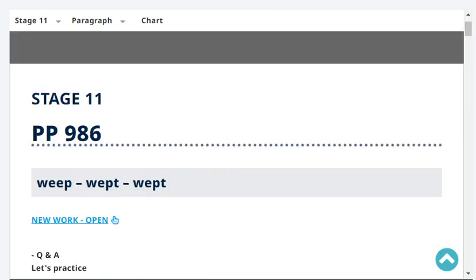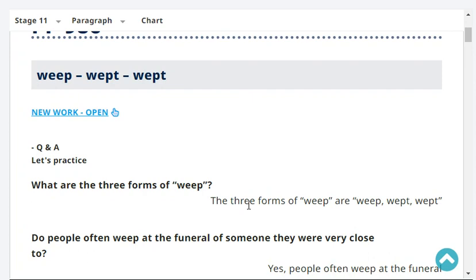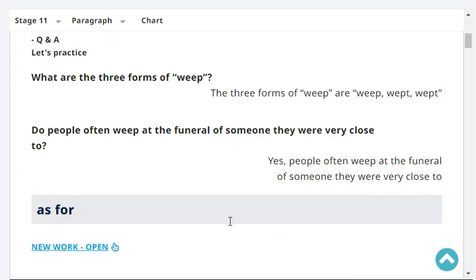Okay, here we go. First question. What are the three forms of weep? The three forms of weep are weep, wept, wept. Right. Do people often weep at the funeral of someone they were very close to? Yes. People often weep at the funeral of someone they were very close to.